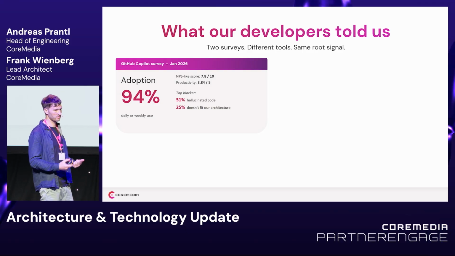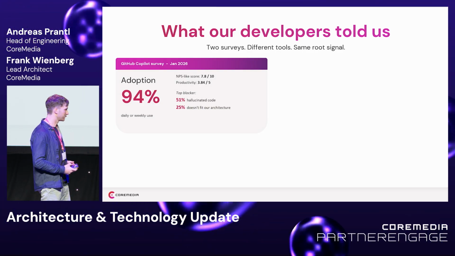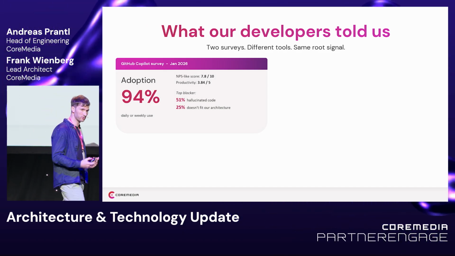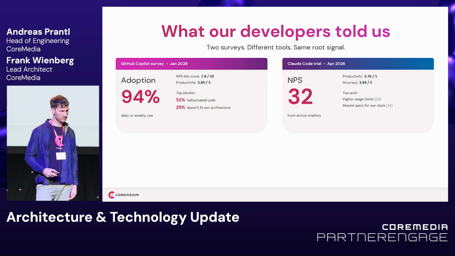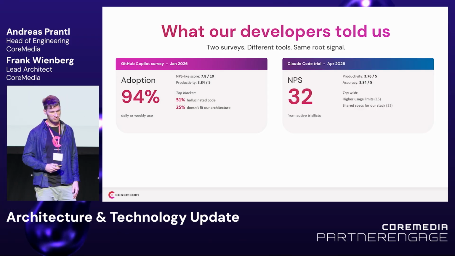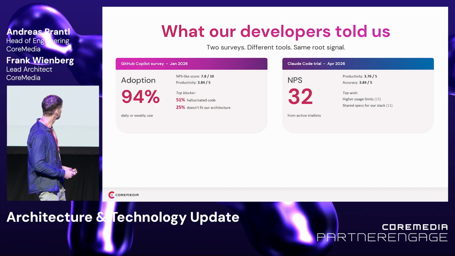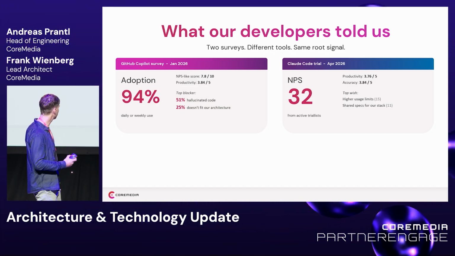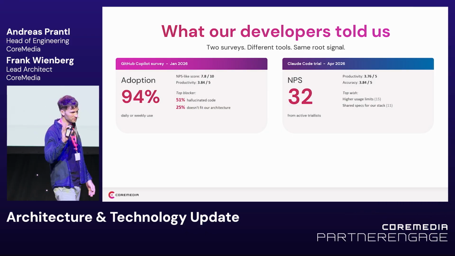So even though the news said, well, Opus can do impressive things, they still saw a lot of hallucinated code, code that didn't fit our architecture. The second survey about Claude yielded similar results. So they were quite happy with a quite solid NPS score of 32. They were pretty happy with the tool, but they were asking for, well, higher usage limits.